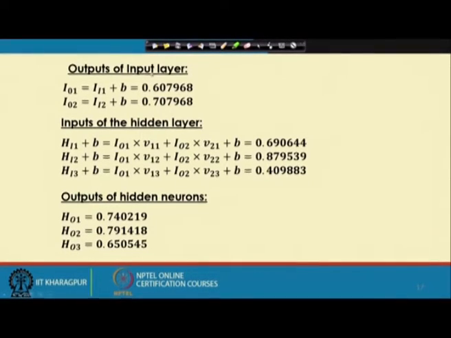Now, the output of the input layer, IO1, is nothing but I1 plus B. Now, let me try to see this particular network.